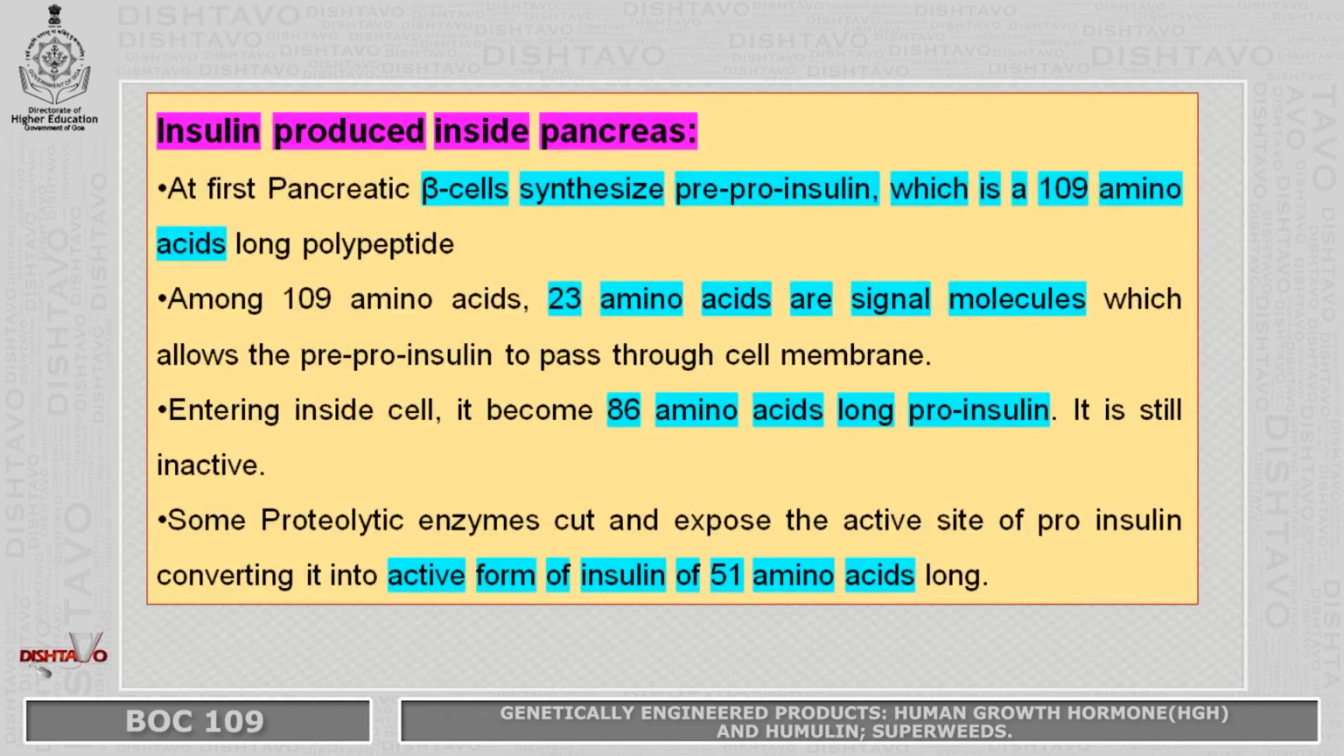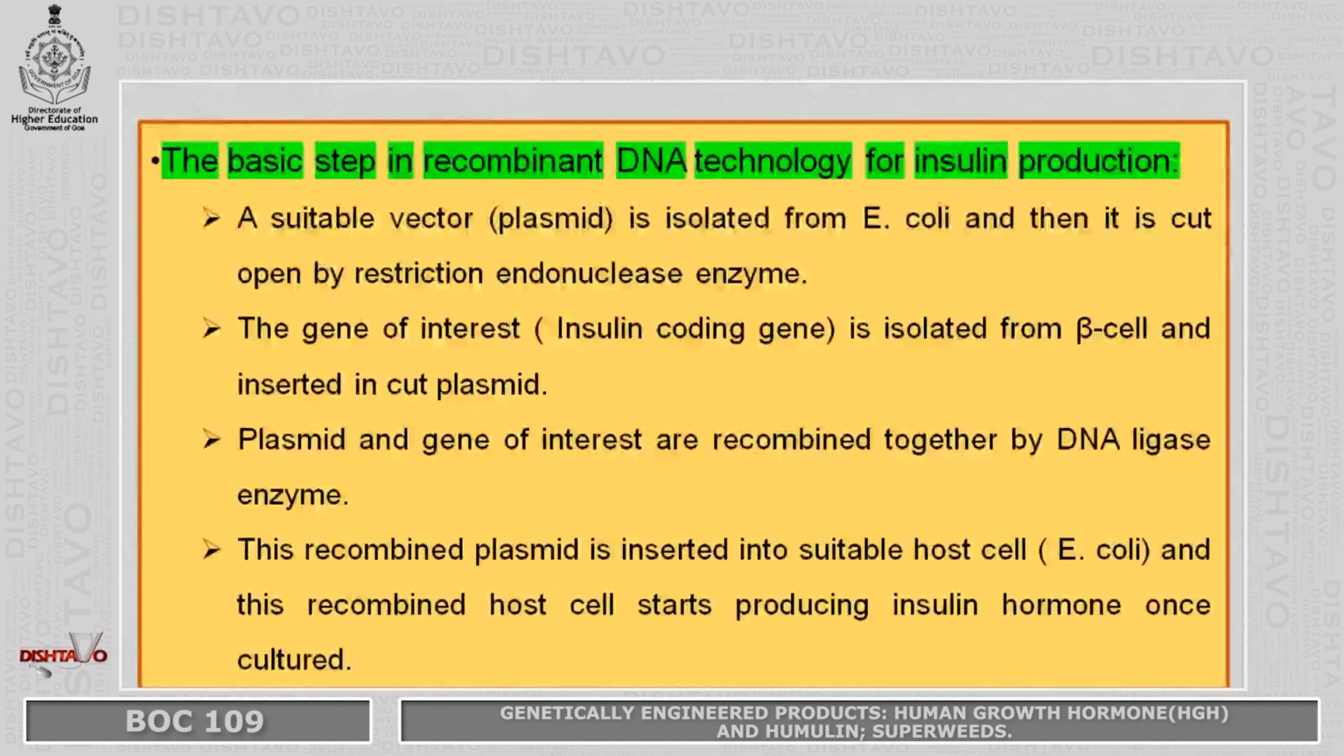In order for the proinsulin to become active, we have proteolytic enzymes that cut and expose the active sites of proinsulin, converting it into 51 amino acids active insulin. What are the basic steps involved in making recombinant DNA technology insulin production effective?